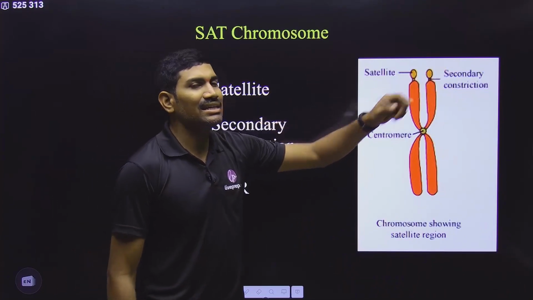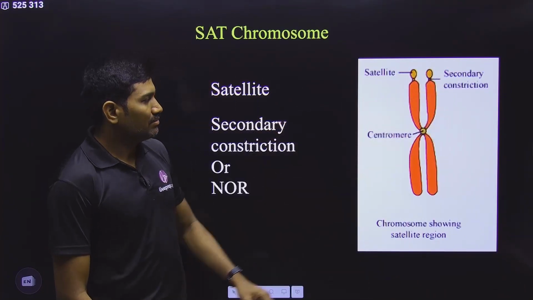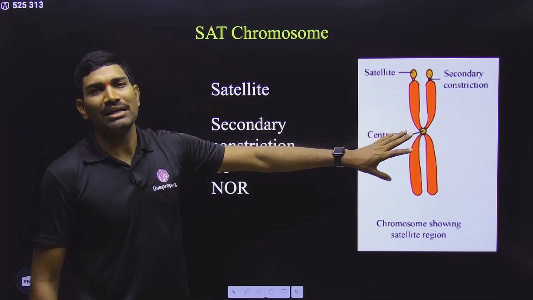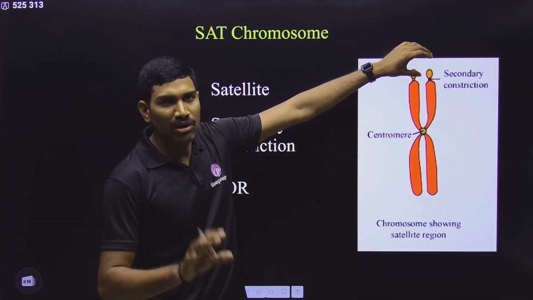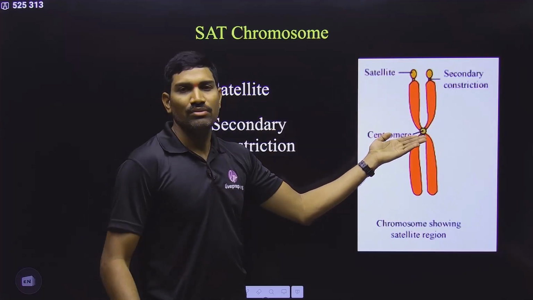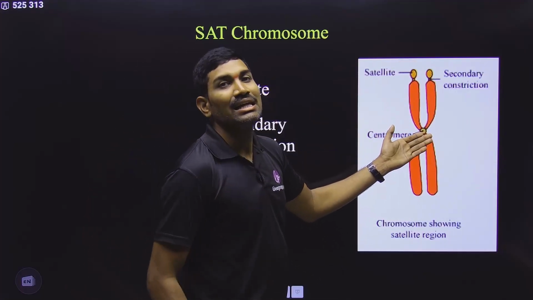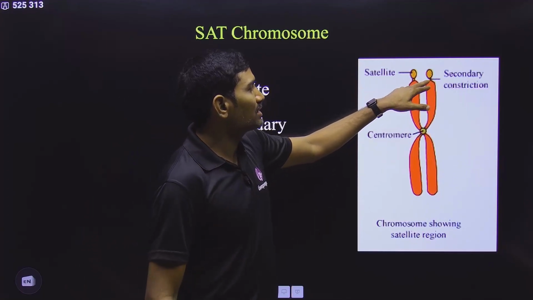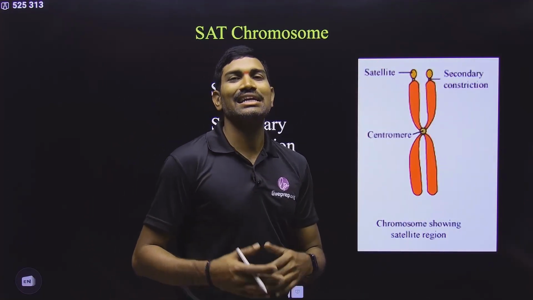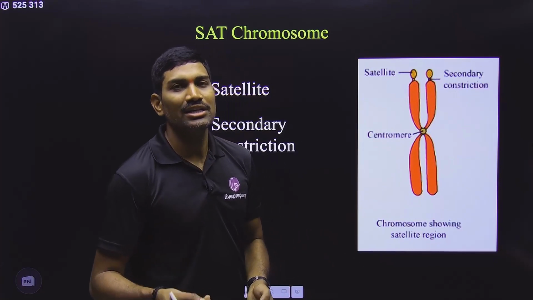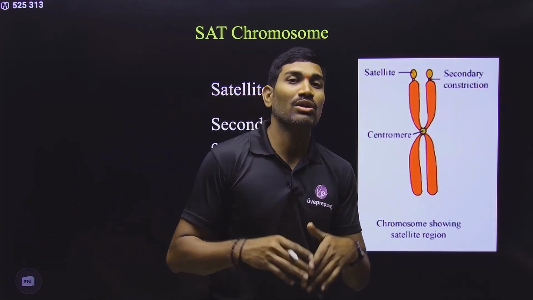Next one is regarding the secondary constriction. What is the secondary constriction? So please remember, don't think that it can be present only on a metacentric chromosome. For all the chromosomes, the centromere is compulsory. Along with this, some chromosomes have another constriction. That other constriction is called a secondary constriction. It is also called the nucleolar organizing region, NOR.